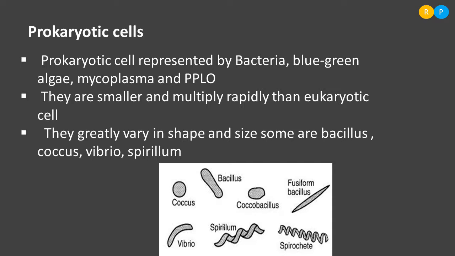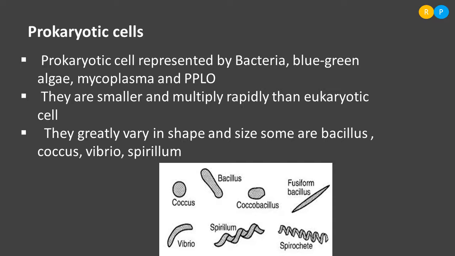The best example is E. coli. E. coli is a kind of bacteria. One E. coli requires 20 minutes to form two E. coli. That means the time required to multiply is very short. Within 20 minutes, one E. coli will successfully produce two daughter cells.